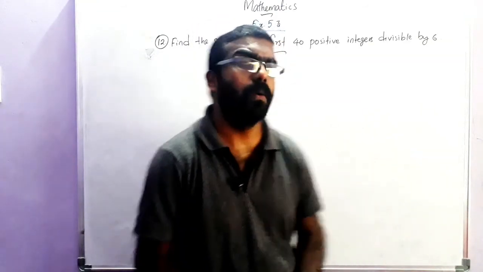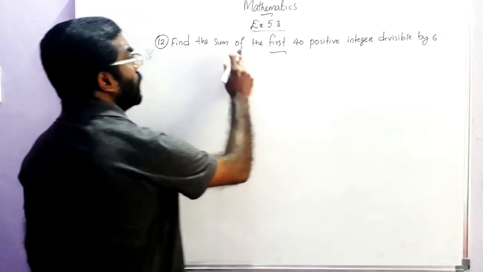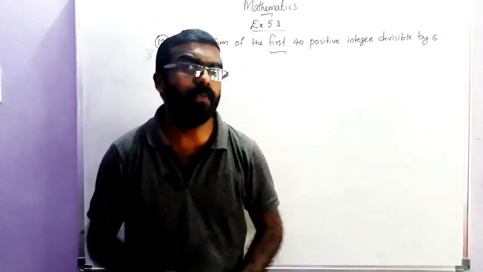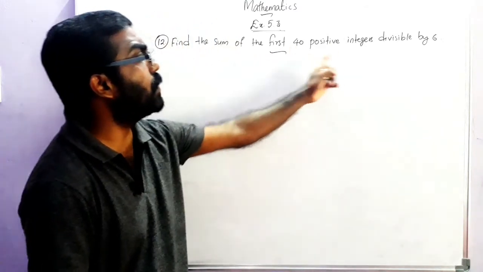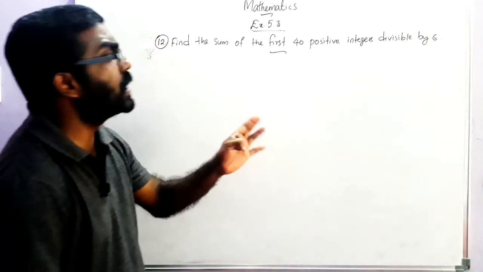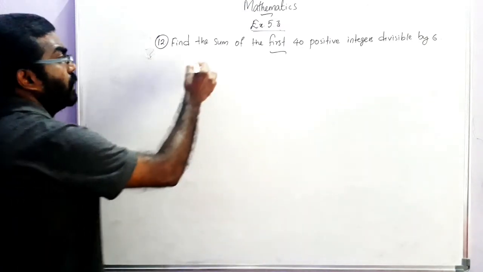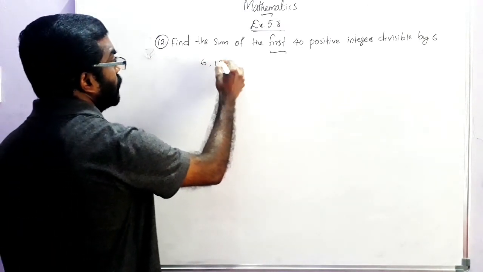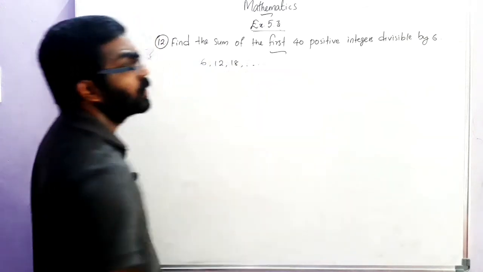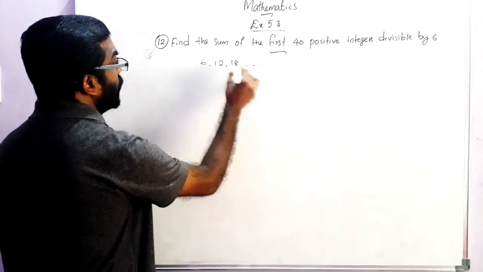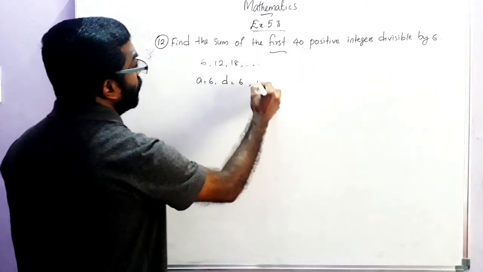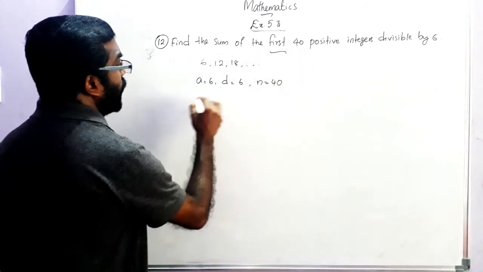Now we move on to question number 12. Find the sum of the first 40 positive integers divisible by 6. Here we have to find the sum of first 40 positive integers divisible by 6. That means the first 40 multiples of 6. So that can be written as 6, 12, 18, etc. Multiples of 6 are 6, 12, 18 and so on. Okay. So this is an AP with A is equal to 6 and D is equal to 6, and here n is equal to what? 40. Now we can find the sum.